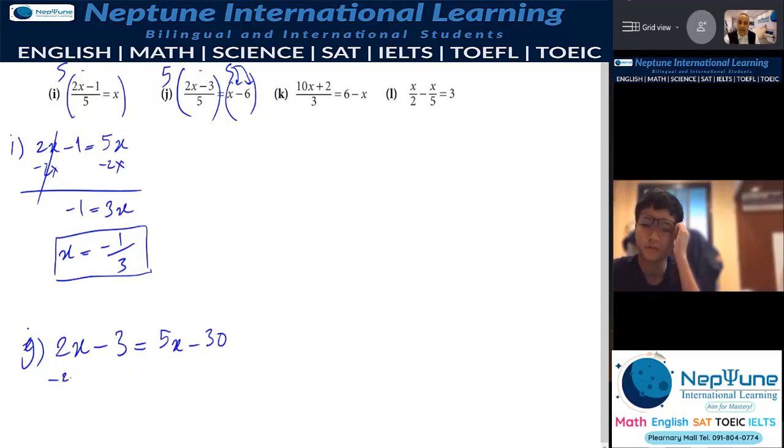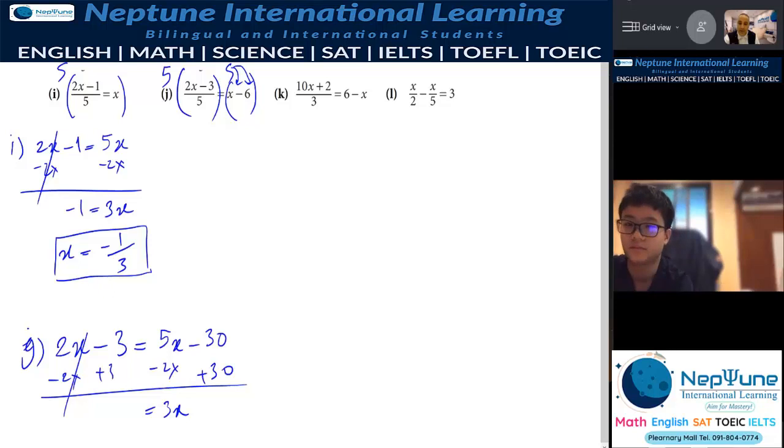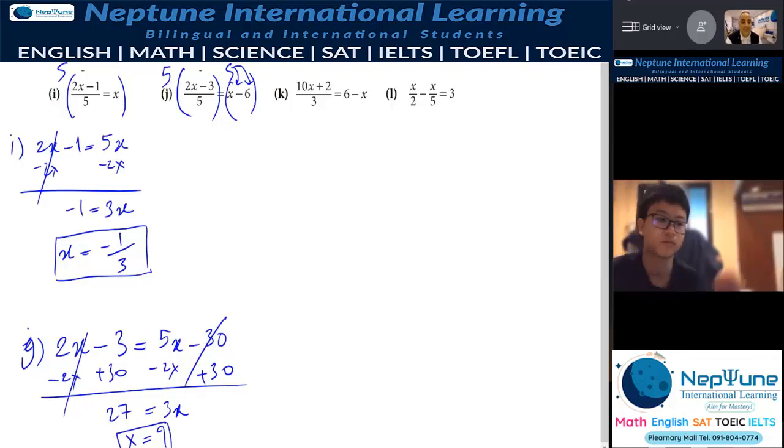Same thing. Get rid of 2x. So add negative 2x to both sides. That's gone. Then we have 3x. Now add 30 to both sides to get rid of negative 30. So that is 27. And then 3 times x is 27. So 1x is 9. 27 divided by 3. All right? All right.